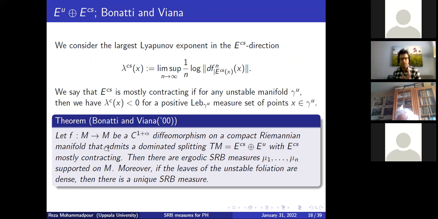To be more precise, let f be a C^1+ diffeomorphism on a compact Riemannian manifold that admits a dominated splitting again. We have uniform expansion, plus E^CS is mostly contracting. It means you have a negative Lyapunov exponent in the direction E^CS. Then there are ergodic SRB measures mu_1 to mu_n supported on M, and if the leaves of the unstable foliation are dense, then there is a unique SRB measure.